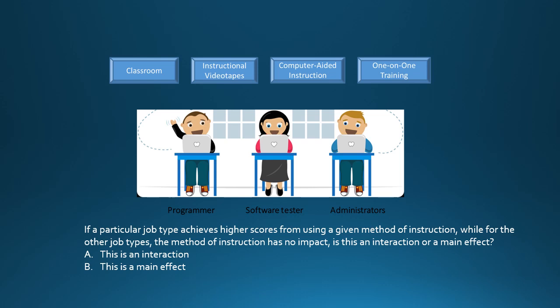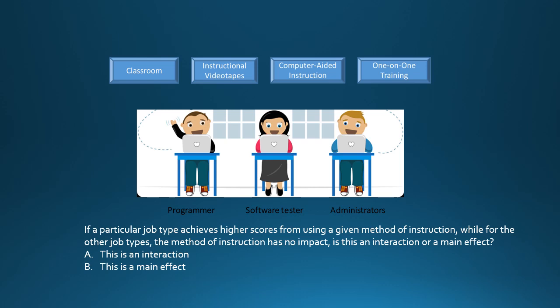The manager wants to know if training method and employee job type influence the effectiveness of training, as measured by the score on a test taken after the training is completed. We can use two-way ANOVA to determine this. Suppose a particular job type achieves higher scores from using a given method of instruction, while for the other job types, the method of instruction has no impact. So is this an interaction or main effect?